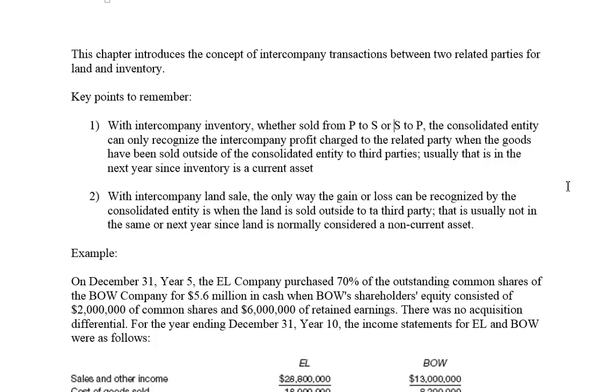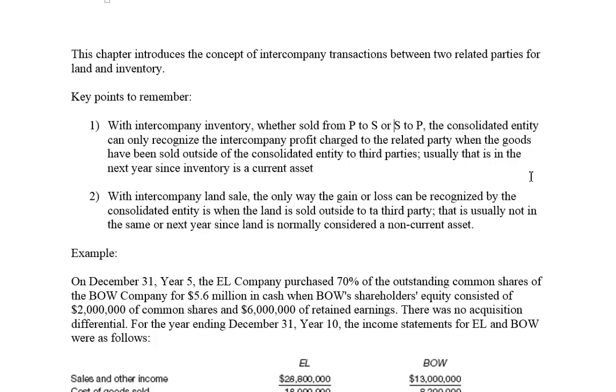Okay? So what that means to us is that when we're calculating consolidated net income, we're going to have to adjust the parent's income to exclude any profit that it's booked on any inventory that the sub bought from the parent if the sub, again, hasn't been able to sell it outside to a third party, right?